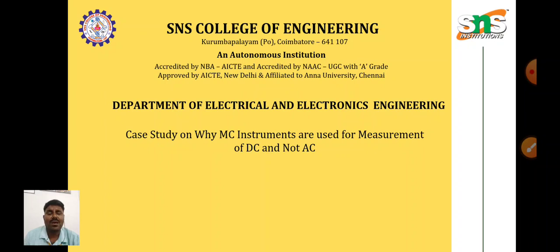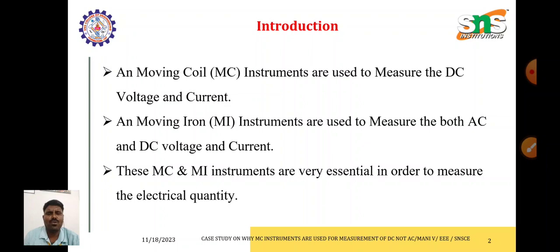Today we are going to see a case study on why the moving coil instrument is used for the measurement of DC voltage and current, and is not used for the measurement of AC voltage and current. Let's see the introduction of both moving coil and moving iron instruments. Moving coil instruments are used for the measurement of DC voltage and current, and moving iron instruments are used for the measurement of both AC and DC voltage and current, which we already studied in the operation of moving coil and moving iron instruments.